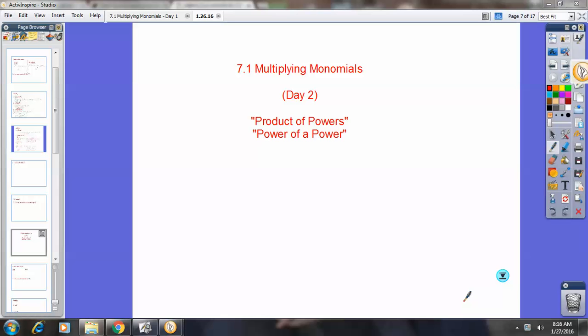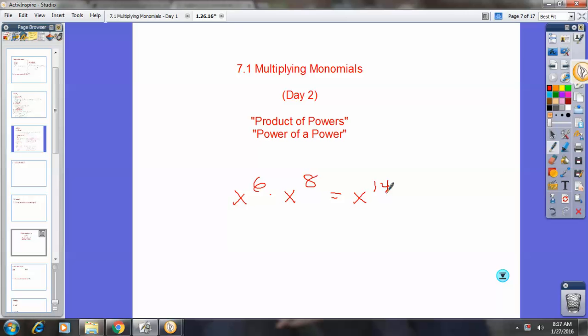To multiply monomials. Yesterday we looked at product of powers. So yesterday we learned that if you were multiplying two variables, we do what with those exponents? Add them. 6 plus 8 is 14, so it would be x to the 14th power. Today we're going to look at something called product of a power, or product of powers. Sometimes we refer to that as a power to a power. Same thing.